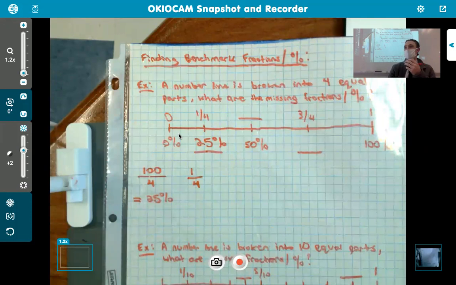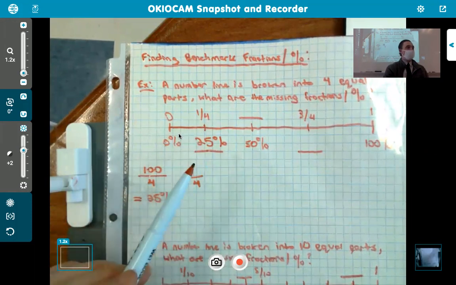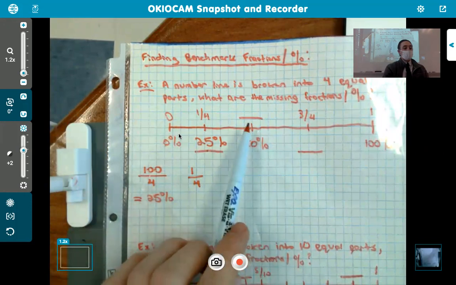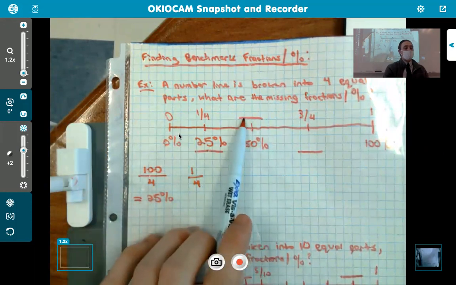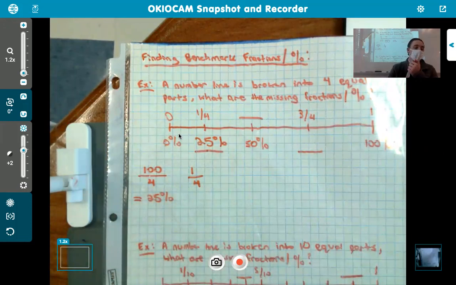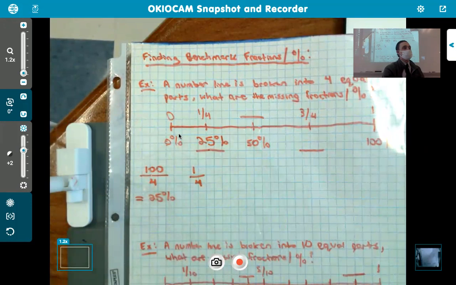Does that make sense? We follow along with that? 25% and 1/4 are equivalent, right? So that's the equivalent fraction for that percent. I go to my second missing value. They want me to find the fraction at 50%. Well, what would the fraction be at 50% if I'm moving up 1/4 each time? What would be that next fraction?